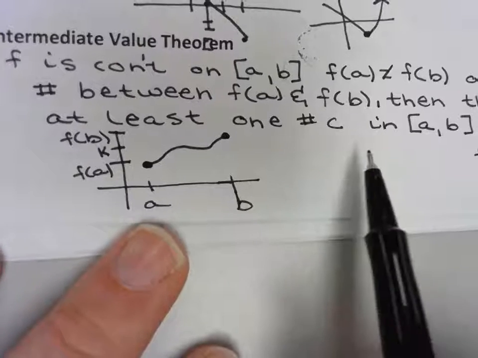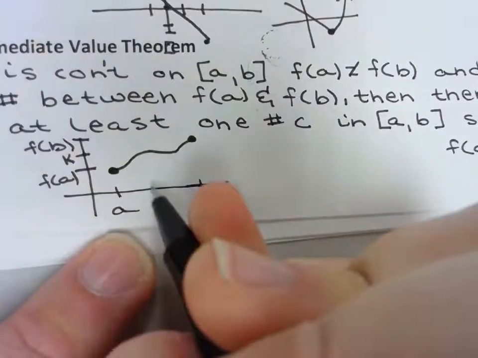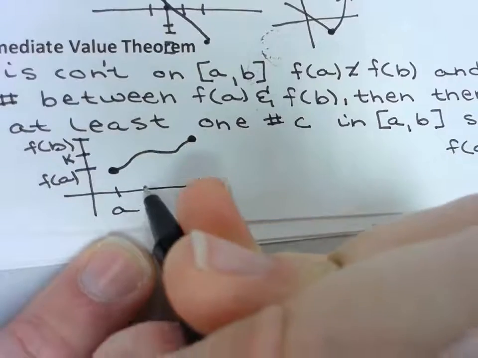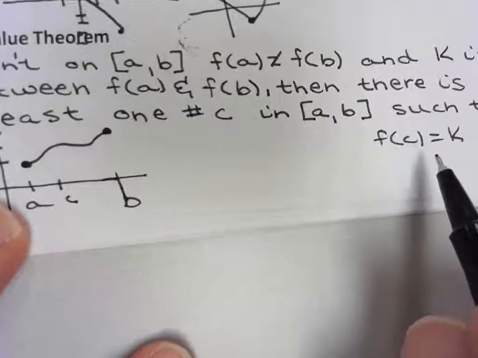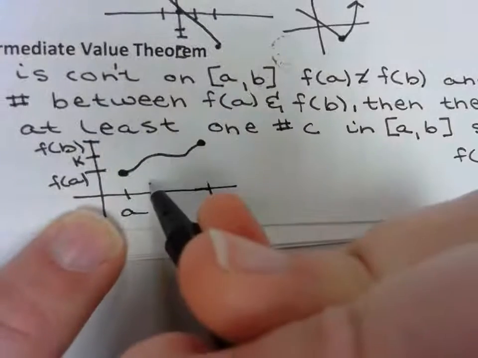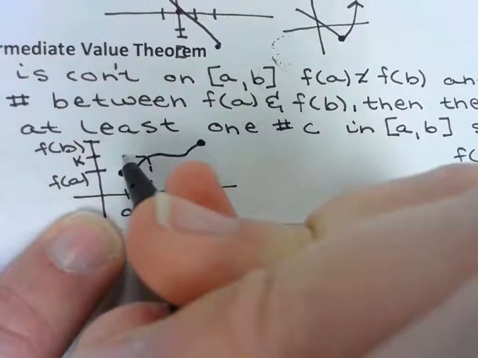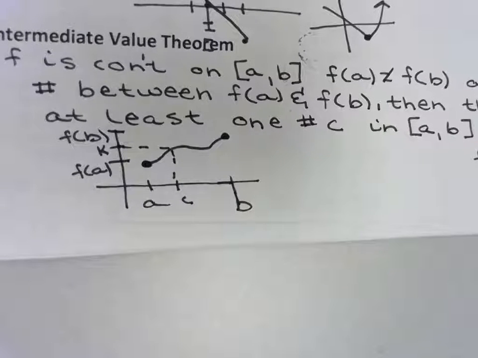There is one C number in the interval such that f of C equals K. So there is some C number in that interval, so between A and B, where f of C is K. So when I plug C into the function, I get back a K. So the y value when x is C is K. That's what I'm talking about. Which is kind of intuitive, and you're like, okay, that kind of makes sense. That it has to stay in between the y values, so it has to stay in between the x values. But that's the intermediate value theorem.